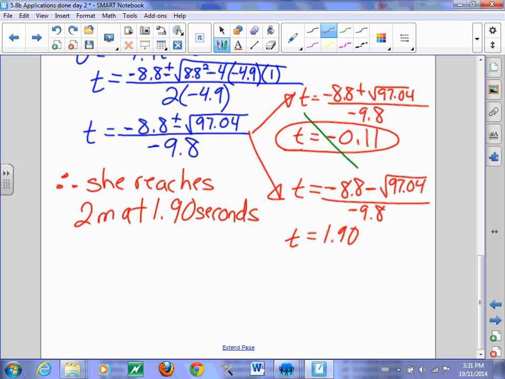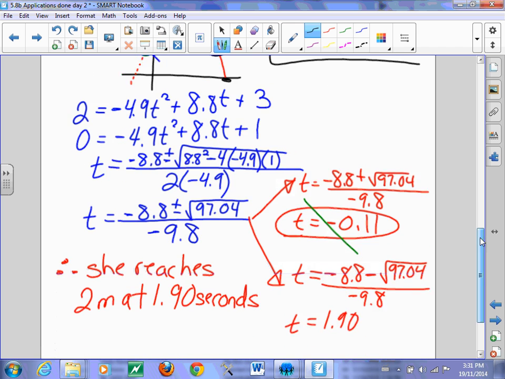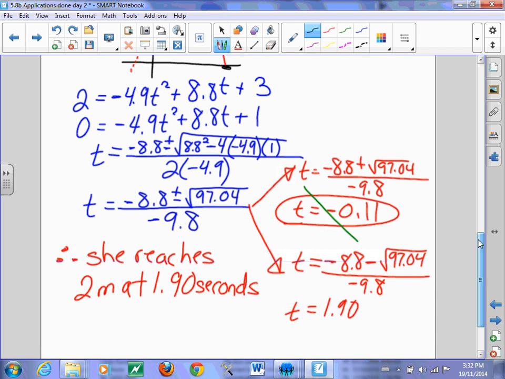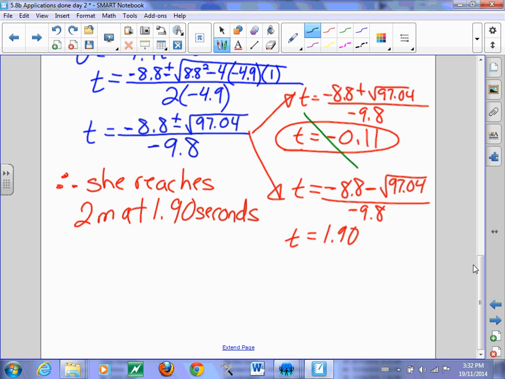Okay, so just double check with our graph, folks, that we drew initially. That's this point right here. We have to double check to make sure it makes sense. We know she hit the ground at 2.09 seconds, so it had to be less time than that. So let's just see, is it reasonable? Yeah, it is. All right, last question, C.